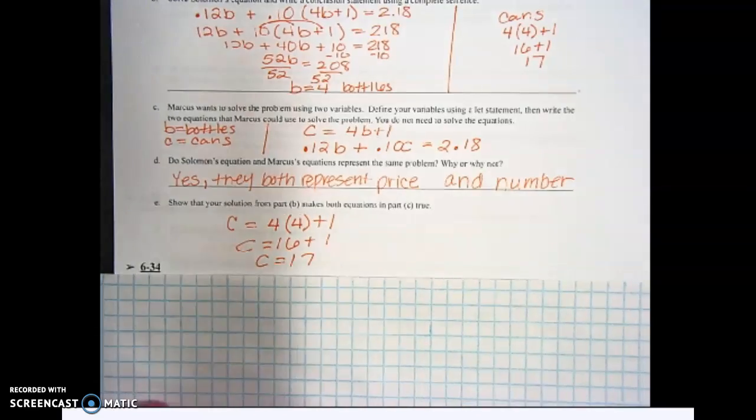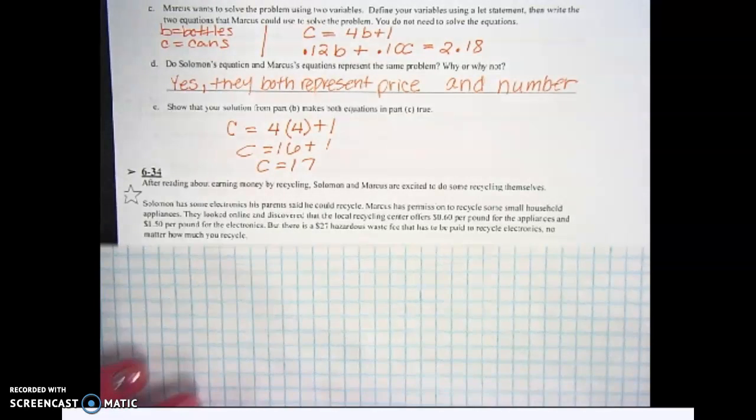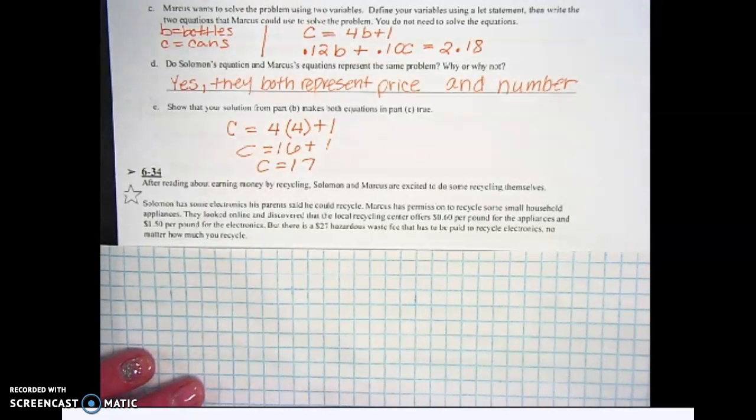All right. Jumping down to question 34. It's kind of long. All right. After reading about earning money by recycling, Solomon and Marcus are excited to do some recycling themselves. Solomon has some electronics his parents said he could recycle. Marcus has permission to recycle some small household appliances. They looked online and discovered that the local recycling center offers 60 cents per pound for the appliances and $1.50 per pound for electronics.